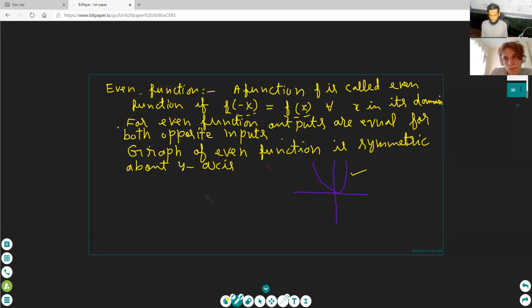What is an odd function? For an odd function, you remember that the outputs for opposite inputs are also opposite. There is a difference in sign. If you put x and if you put minus x, the outputs are different.